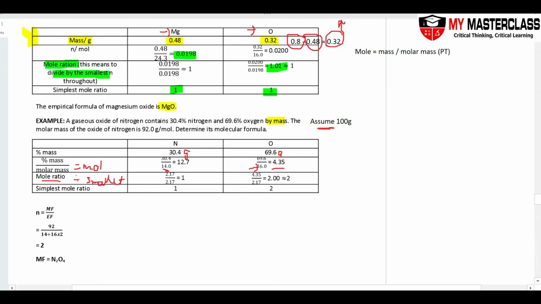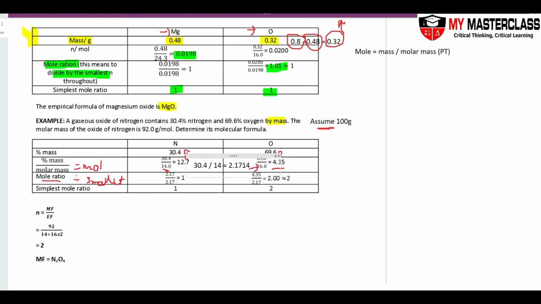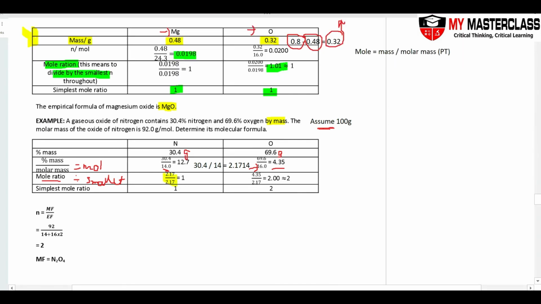Let me count this out again. 30.4 divided by 14 is 2.17. So 2.17 you divide by the smallest number, 2.17 divided by 2.17 equals 1. And then 4.35 you divide by 2.17, you get approximately 2. So the ratio is 1:2. What does this mean? There's 1 nitrogen to 2 oxygen. So your formula is NO2, and this is the empirical formula.